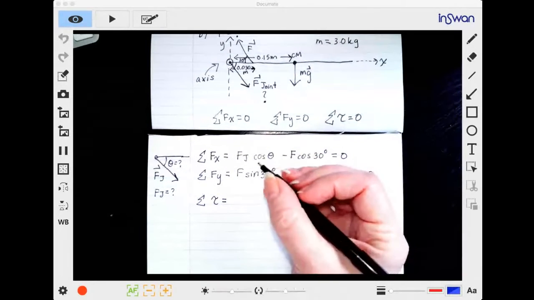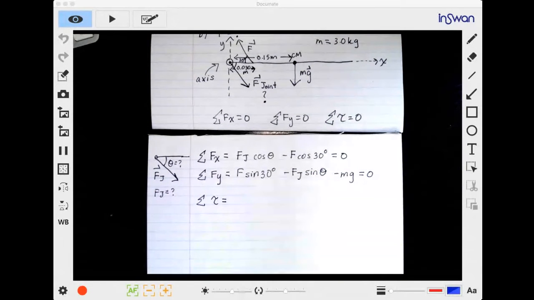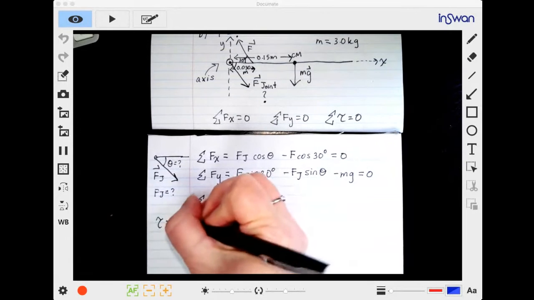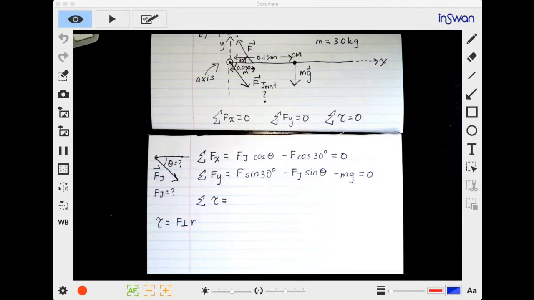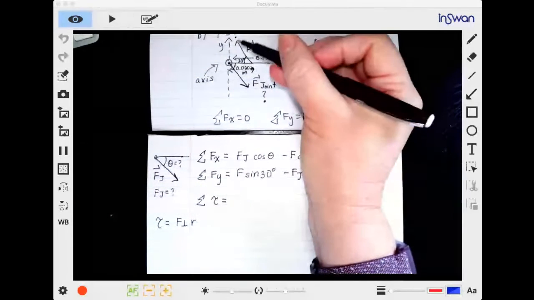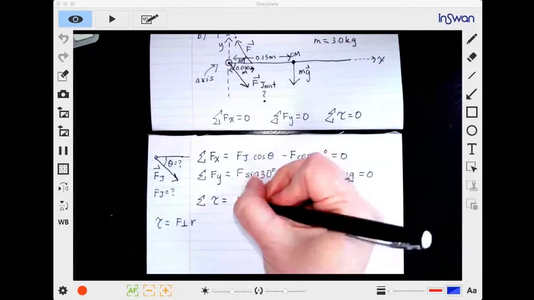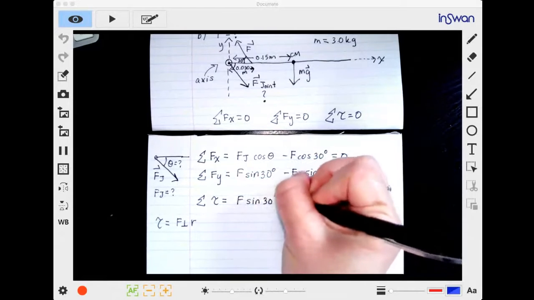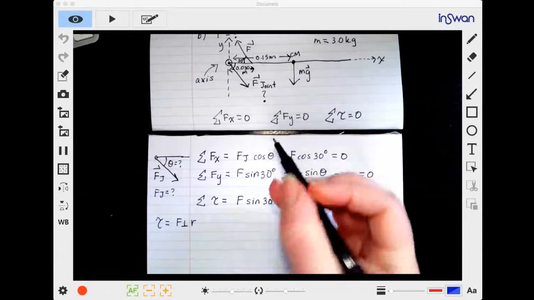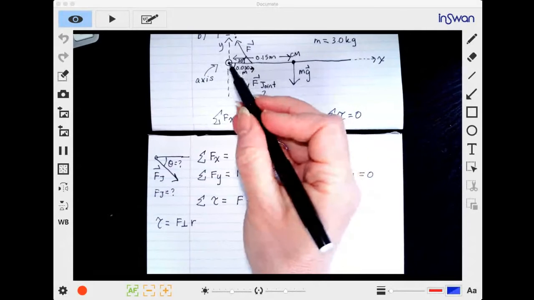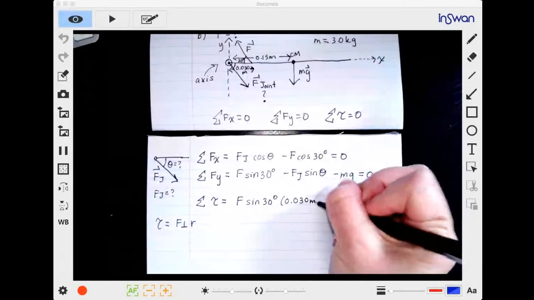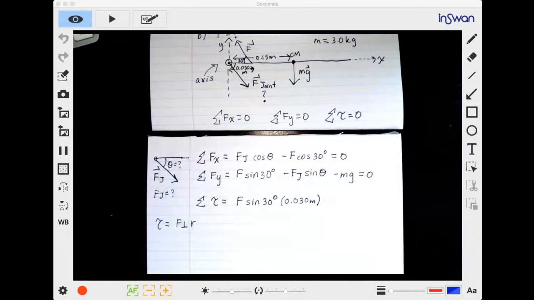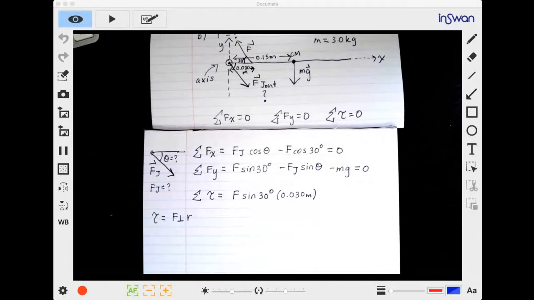Just like we've been doing before, I'm going to use our expression that torque is F perpendicular times r. I'm going to use it that way because it's easy to figure out the perpendicular force. For example, the perpendicular component of F is just F sine 30. So I'm going to have F sine 30 times r, and r is how far away F is from the axis, and that's our 0.030 meters. So that's the torque for the force F.